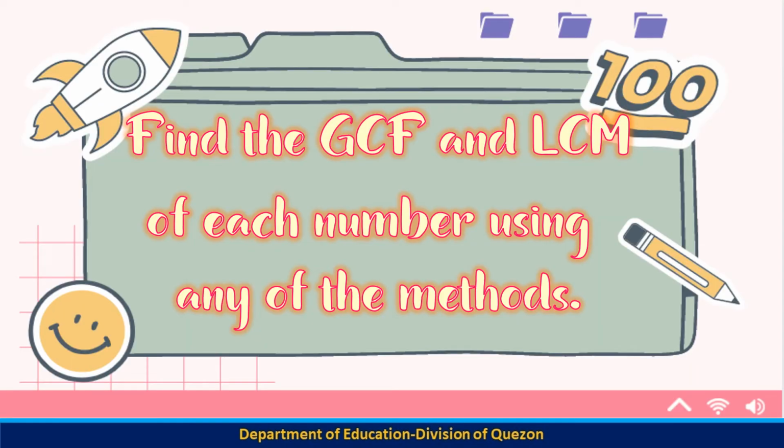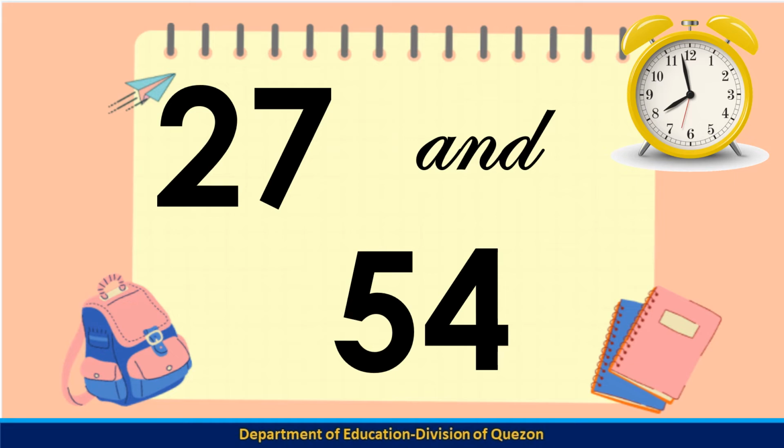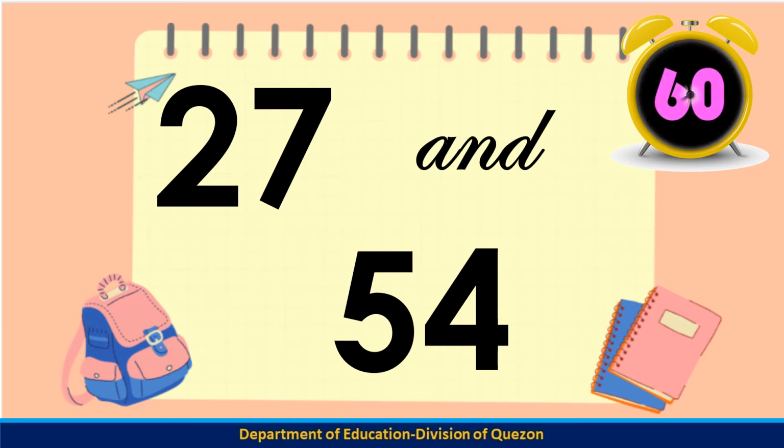Let us have another activity. Find the GCF and LCM of each number using any of the methods. O, baka malito kayo ha. GCF and LCM na po. Tig-isang numbers na ang kukunin natin, unlike the other activity na napakarami. It's more than 3 or more than 2. Now, we have only one GCF and only one LCM. Let us have the first number: 27 and 54. I'll give you 60 seconds to answer these numbers. And your time starts now.